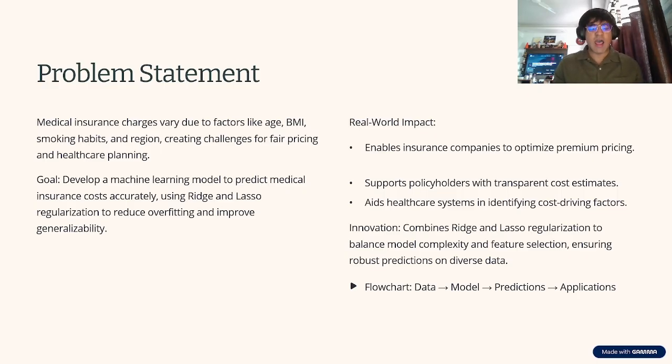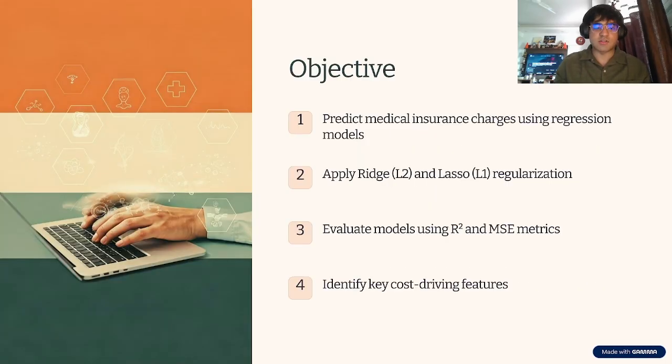Why does this matter? Accurate predictions help insurance companies optimize premiums, provide transparency for policyholders, and enable healthcare systems to identify cost-driving factors. Our innovation lies in combining Ridge and Lasso regularization to balance model complexity and feature selection. As shown here, we start with data, build models, generate predictions, and apply them to real-world use cases. Let's look at our objectives.